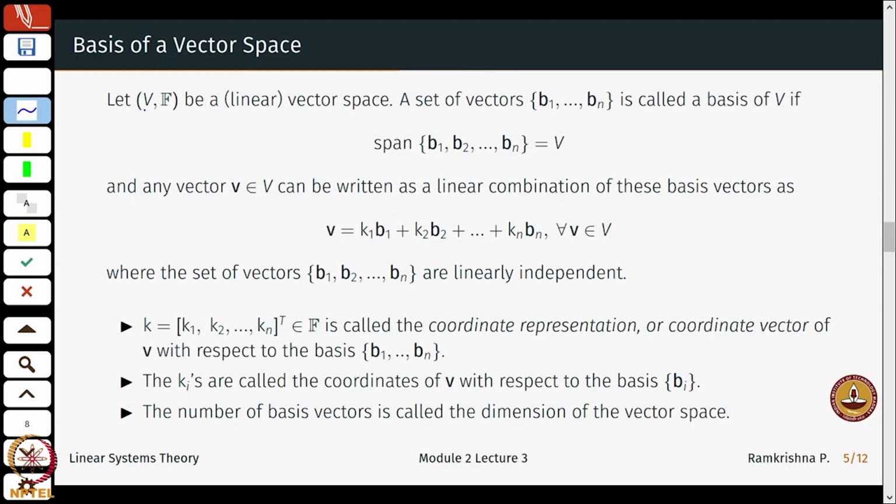So, again we start with a vector space V over a field F. This is a vector space and this is also usually called a linear space. We will use these words interchangeably and they mean the same. The set of vectors B1 till Bn is called a basis of V if the set of n vectors span V.